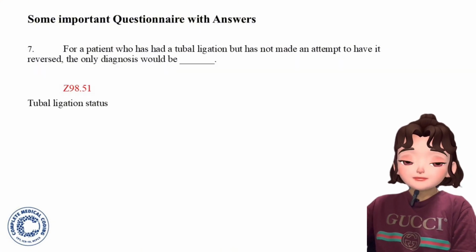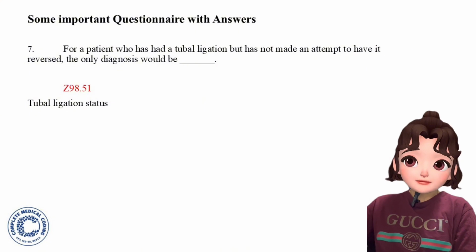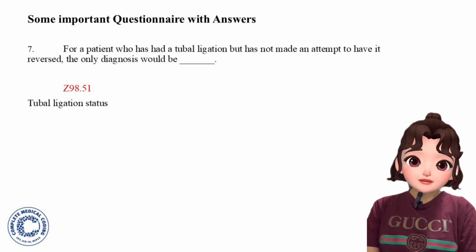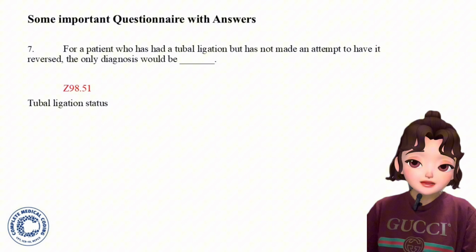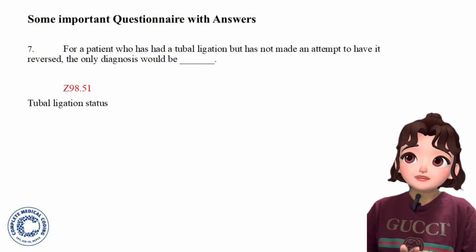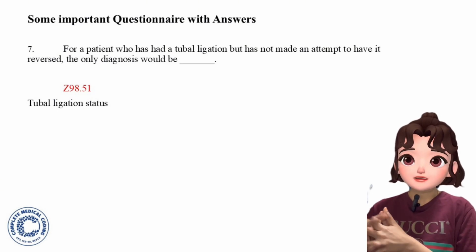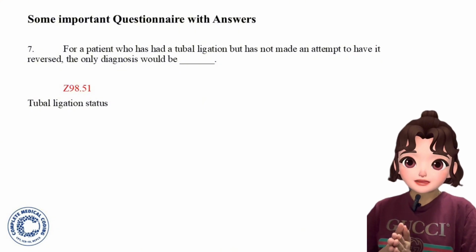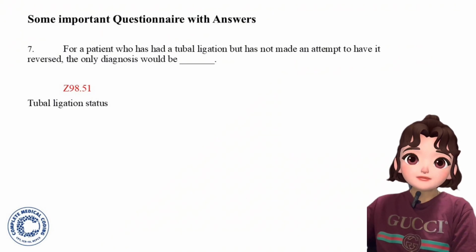Now, seventh question. For a patient who has had a tubal ligation but has not made an attempt to have it reversed, the only diagnosis would be tubal ligation status. What will be the diagnosis here? So in such cases, if there is only one code, of course, that Z code will be primary, right? Z98.51. Because here the patient had a tubal ligation, but it is not reversed. So here you have to use the code only for the tubal ligation status, Z98.51. Only this one you need to code here. Okay.